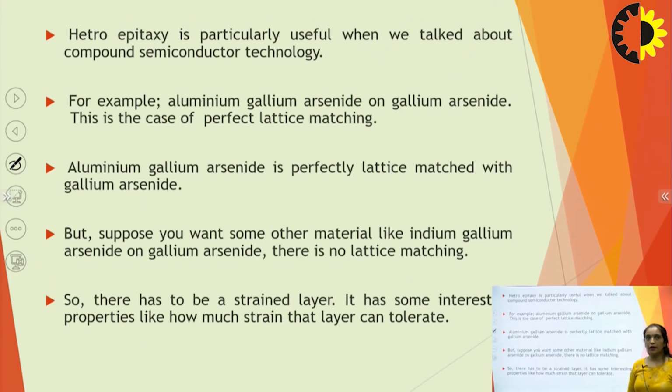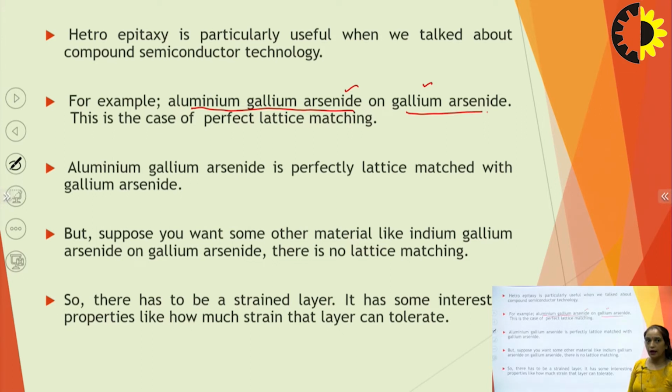So in case of heteroepitaxy, it's particularly used when we talk about compound semiconductor technology, when we need to grow some compounds over the semiconductor. For example, aluminium gallium arsenide, we want to grow this aluminium gallium arsenide on gallium arsenide material. This is the example of perfect lattice matching. In both the cases, the lattice structure of both the compounds is the same.